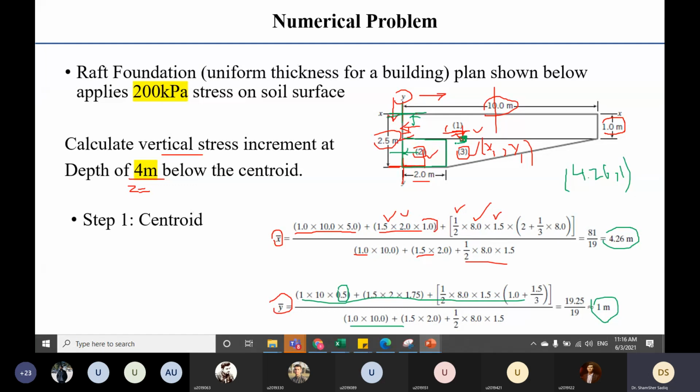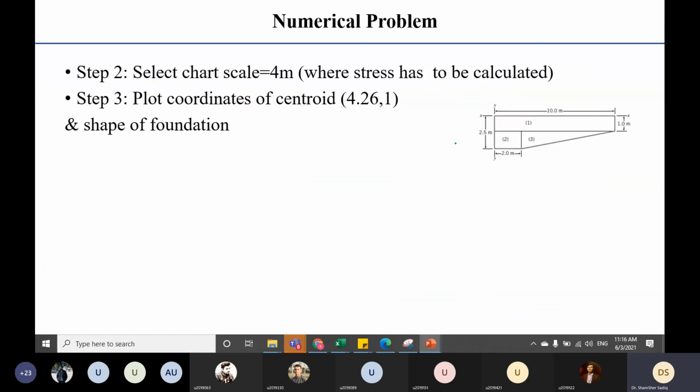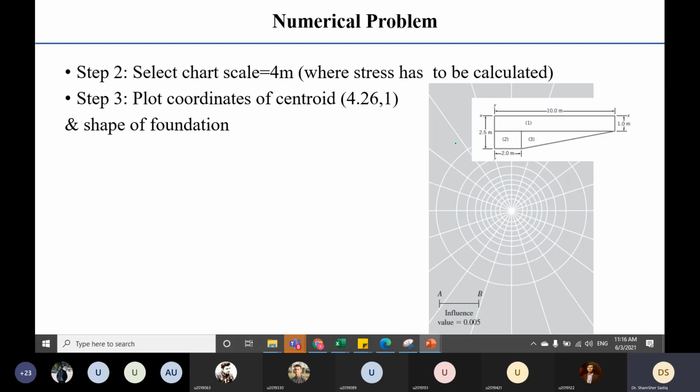All right, so after calculating this centroid, then you have to plot this on a Newmark chart. Now, how to plot on a Newmark chart? So the center of this area should be located over here. So this represents my center, which is 4.26:1. This is the center dot that I located, okay.